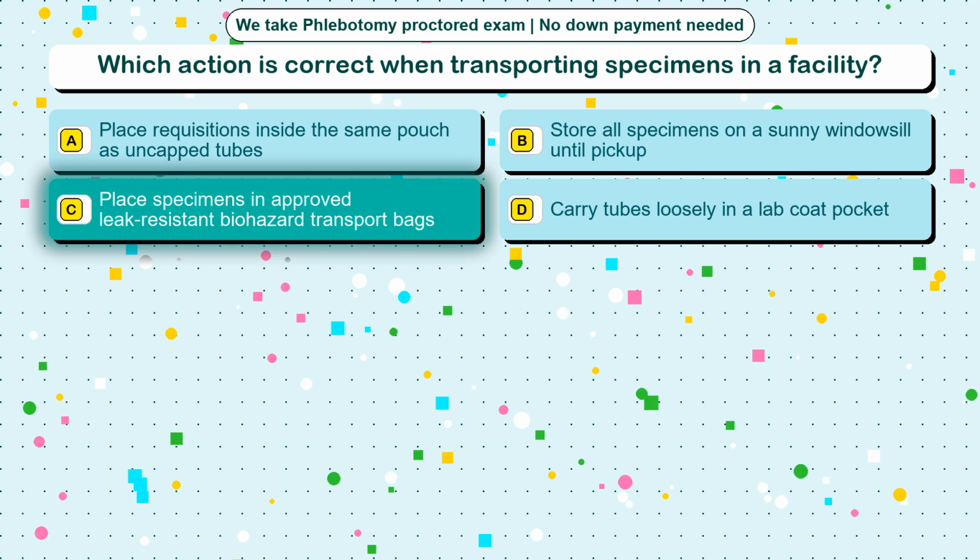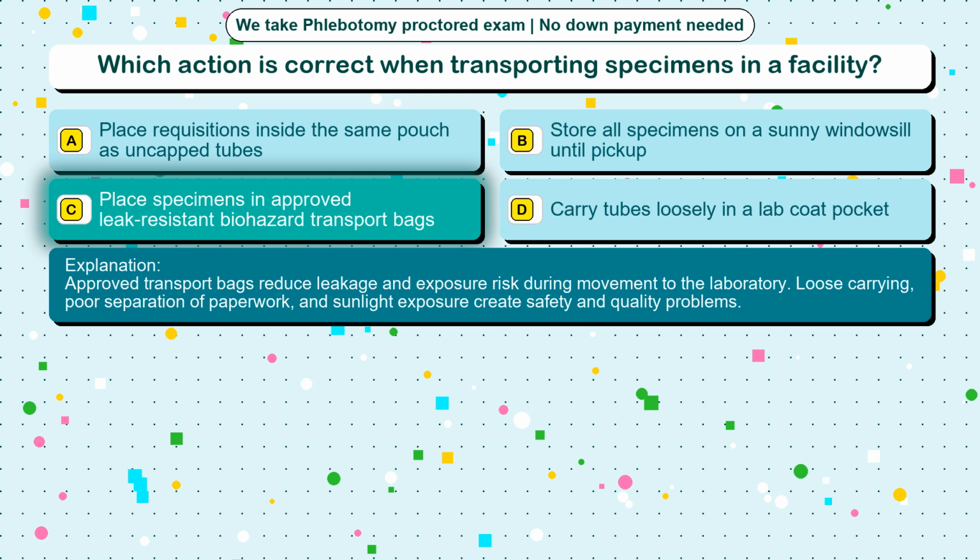The correct answer is option C, place specimens in approved leak-resistant biohazard transport bags. Approved transport bags reduce leakage and exposure risk during movement to the laboratory. Loose carrying, poor separation of paperwork, and sunlight exposure create safety and quality problems.